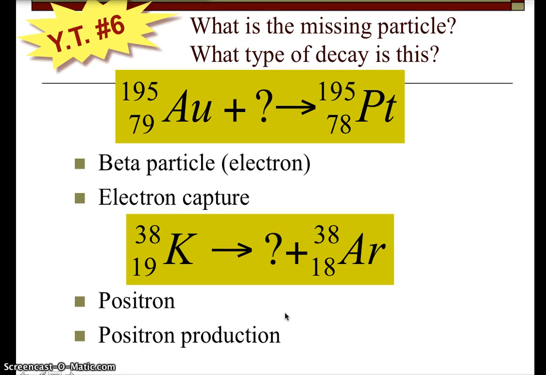For the first one, the only thing that would make the math work here is for this to be an electron. 79 minus 1 would give me 78, but 195 plus 0 would give me 195. So with this charge and atomic number, that's what tells me that has to be a beta particle, and therefore electron capture, because it's on the left side of the arrow. Over here, the only way to make that math work would be for this to be a +1, because 19 equals 1 plus 18. Mass number, though, has to be 0, so it's 38 on both sides. That would make this a positron, and therefore positron production, or positron emission.